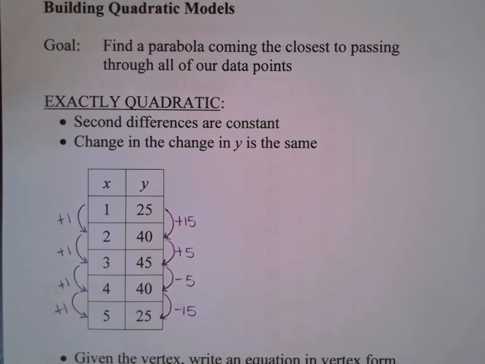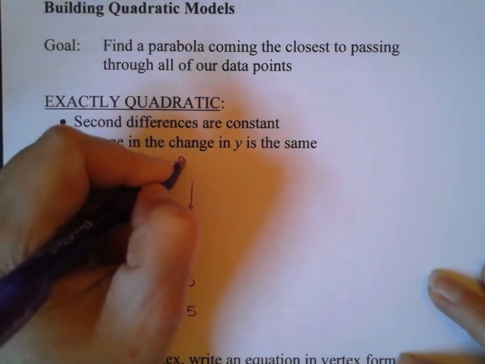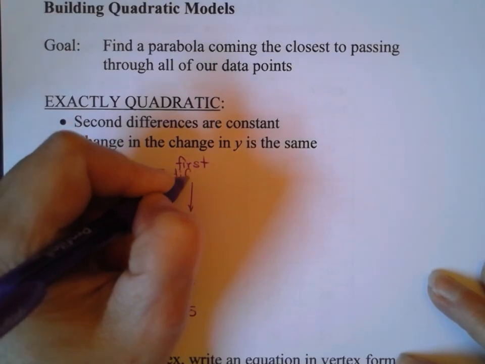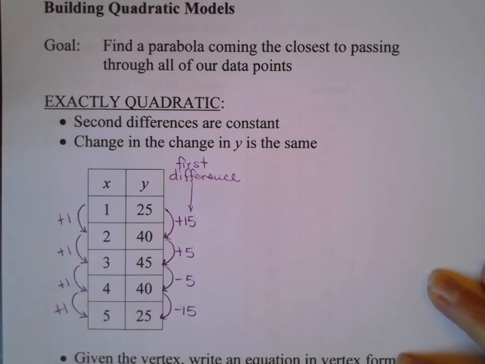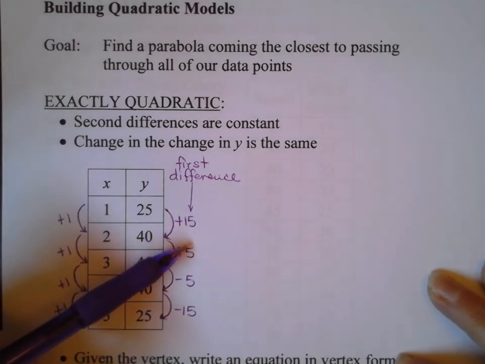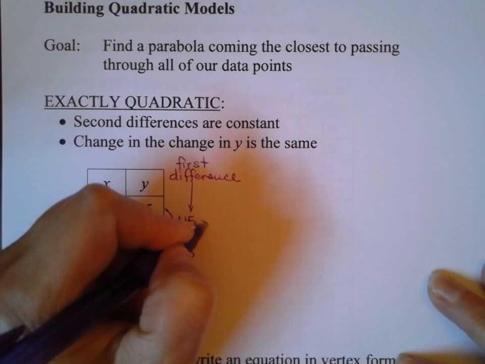So if these changes in y were all the same number, we could say that it was a linear function. This one's definitely not linear. For a quadratic, we actually do this process twice. So the change in y here is called the first difference. The quadratic pattern shows up when we do what's called the second difference. The second difference looks at the change in these numbers here. So it's the change in the change in y. That sounds really silly, but that's what it is.